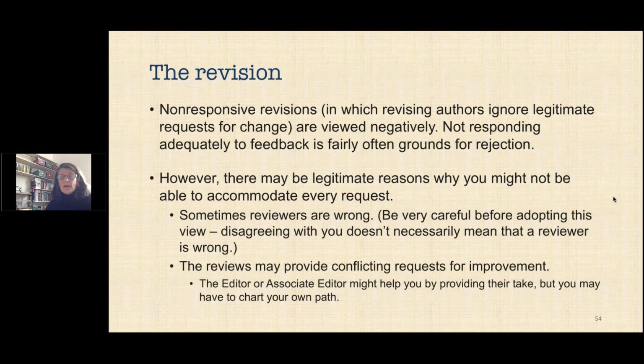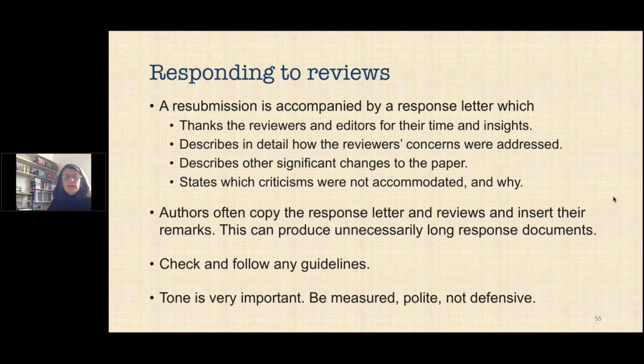Sometimes it's appropriate to come back to the associate editor with a request as to how that can be handled, so you could consider that. So responding to the reviews, whenever you resubmit your paper, at any stage, it needs to be accompanied by a document which thanks the reviewers and editors for their time and insights, and describes in detail how the reviewers' concerns were addressed, describes other significant changes to the paper, and states which criticisms were not accommodated and why.